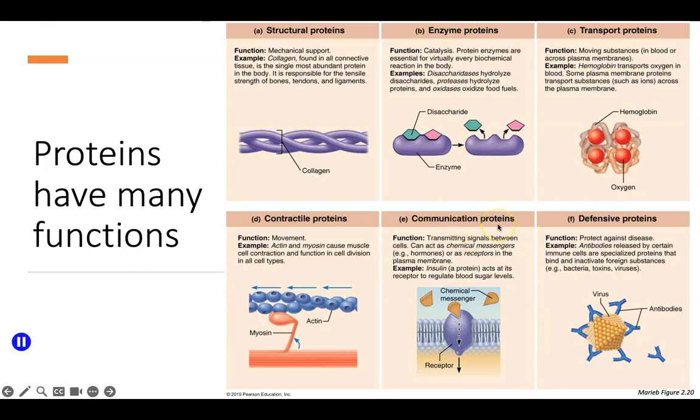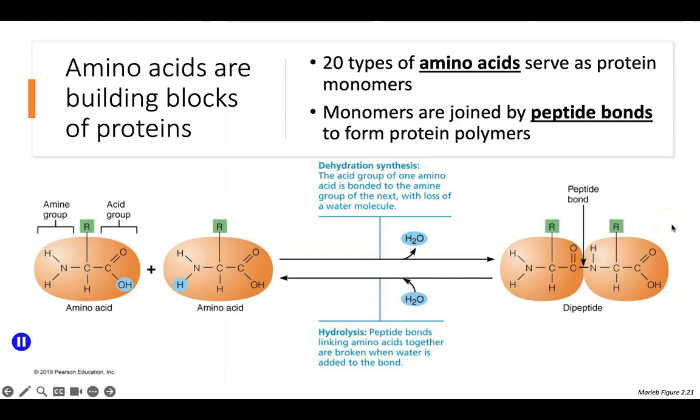We have communication proteins, so these are proteins that might bind to a messenger or some sort of molecule on the outside of the cell and deliver that message to the inside of the cell. And we also have defensive proteins, so antibodies are the best known example, where these proteins go and bind to, let's say in this case, a virus, and they alert your body to attack that virus. So lots of functions for proteins.